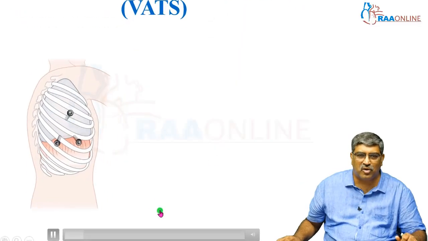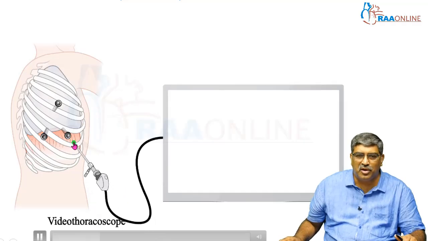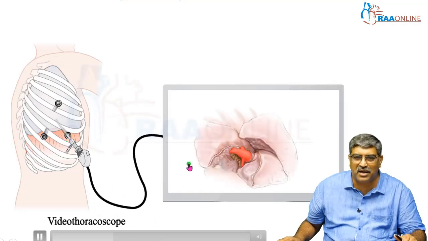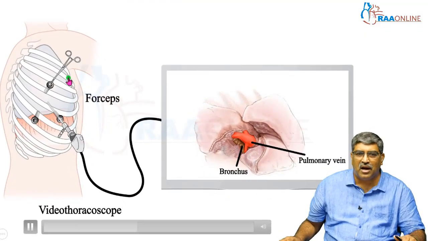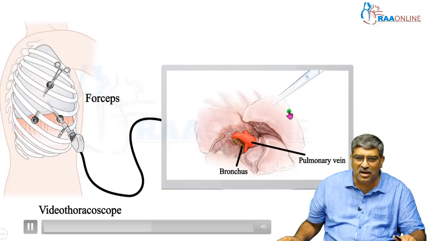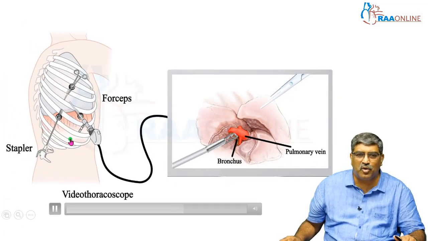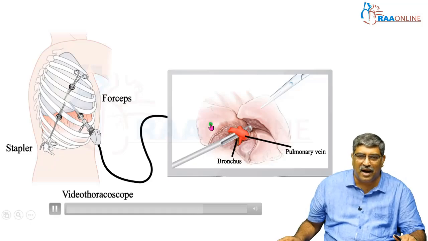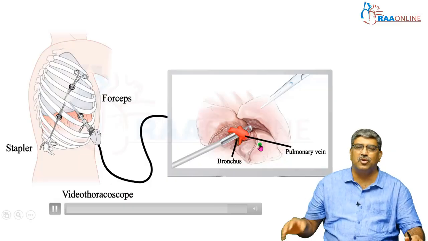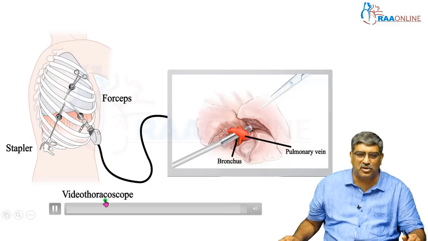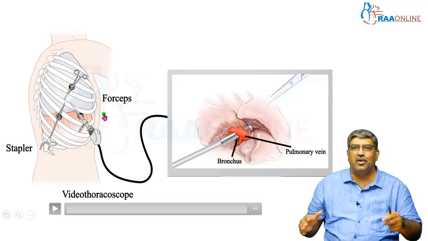Video assisted thoracoscopy. Here you have multiple ports. Through one port you can visualize the anatomical structures. Here you can see the pulmonary vein and the bronchus, and in another port you use a lung holding forceps to retract the lung, and through another port you pass the stapler and dissect the vessel and can cut and ligate it. So you need three ports usually: one for the scope, one for the forceps and another one for dissecting the vessels.